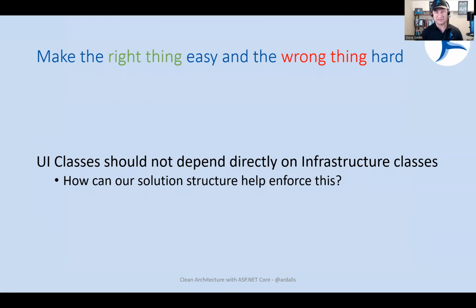All right, so what are some examples of making the right thing easy? We want to make sure that your UI classes don't directly instantiate and reference things in infrastructure, right? That's not something we're going to be able to easily test, and it's going to add coupling where we don't want it. So how could we structure the solution to achieve this?